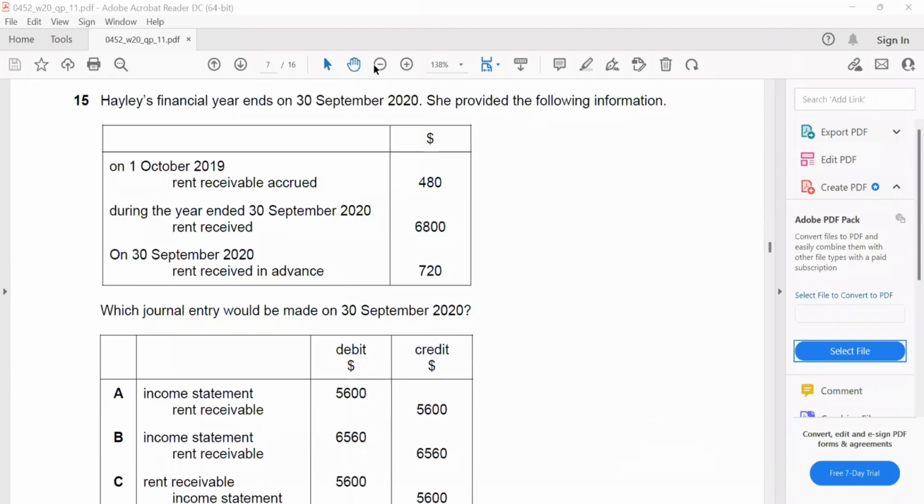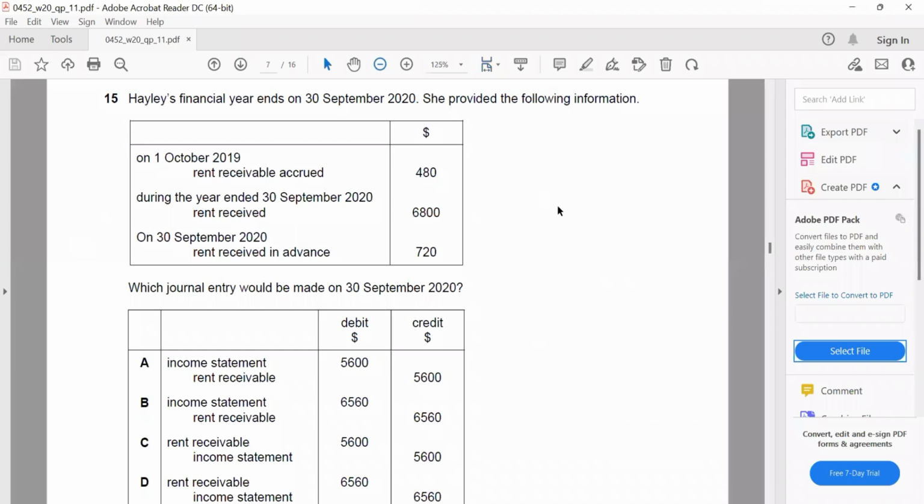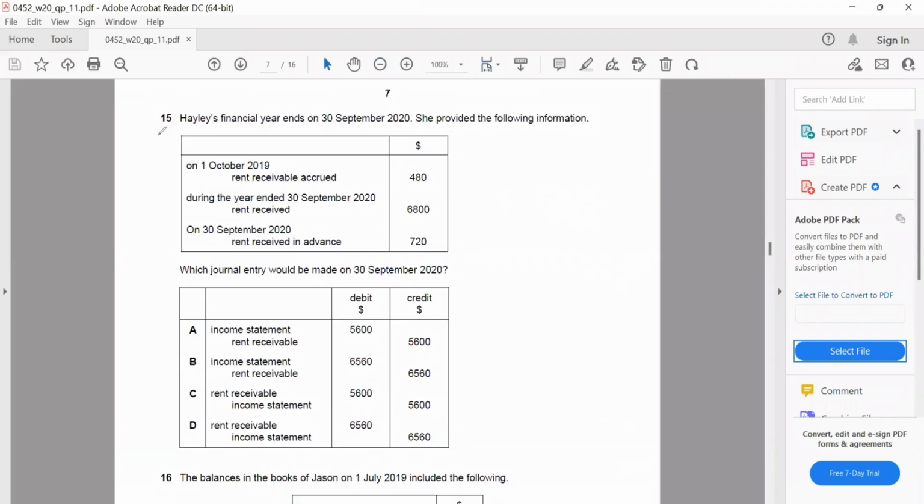Okay, 15. Harry's financial year ended 30th. She provided the following. So this is the information provided. Which journal entry was made on the 30th September? So here is rent received. Okay, we open the rent receipt account. On 1st October, beginning of the year, rent receipt accrued. This is a balance brought down 480.